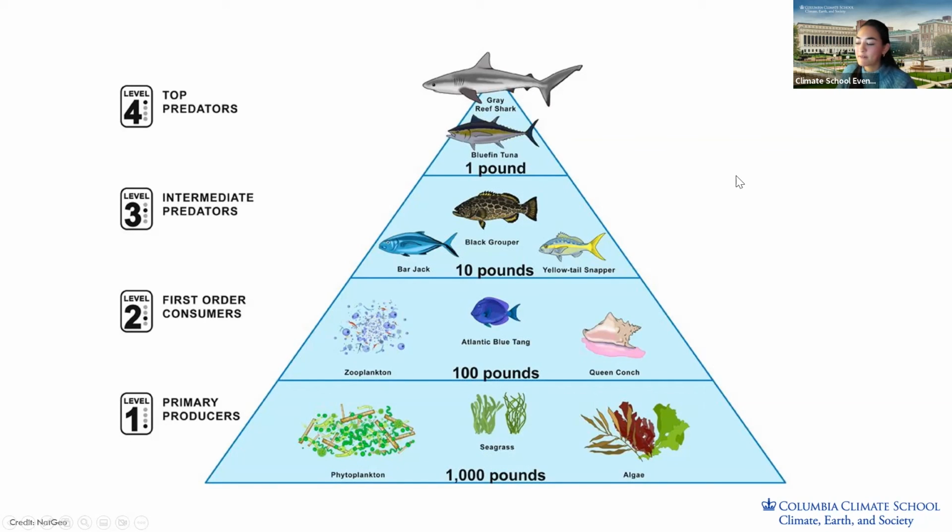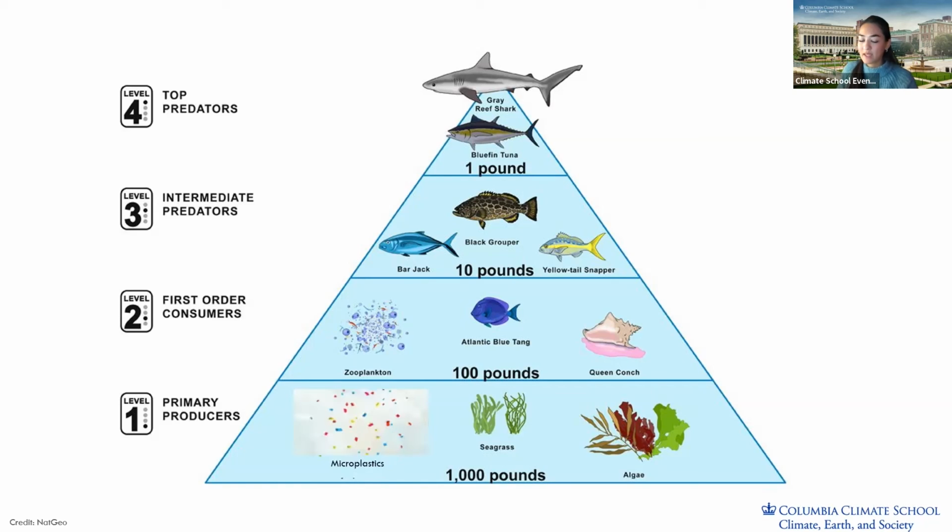But what if you ask your students, what does microplastic look like? What could be confused for microplastics? So in this example, it could be really confused as plankton, and it is in the natural world. A lot of different animals, even zooplankton, are confusing microplastics as phytoplankton. So if we replaced microplastics in this food web, what would be the impacts?